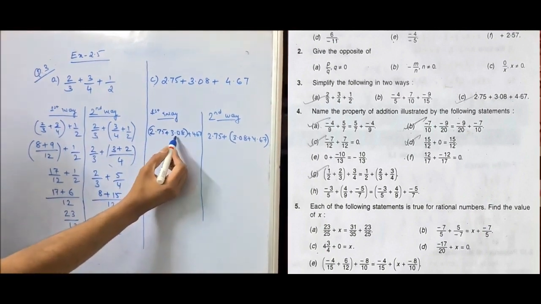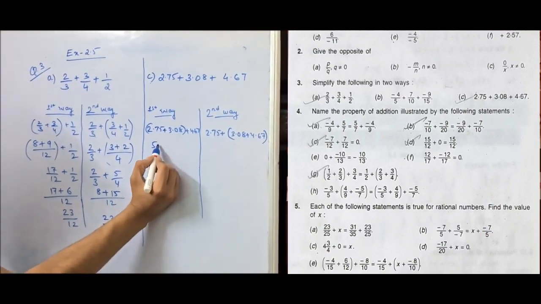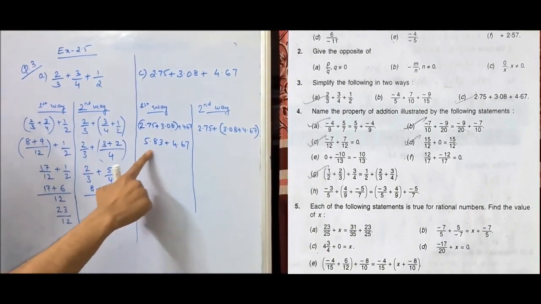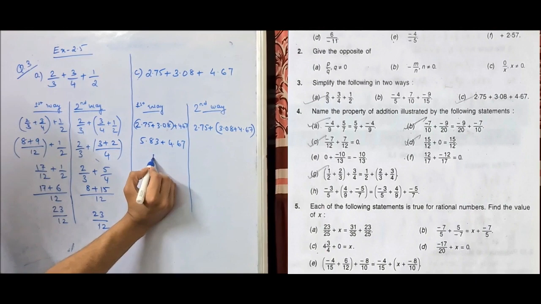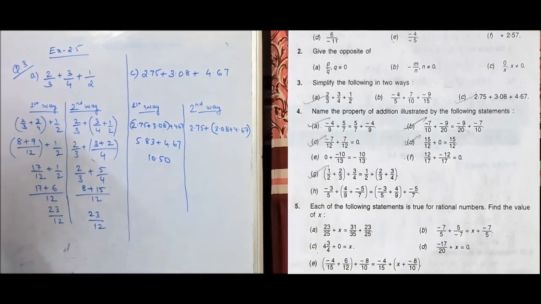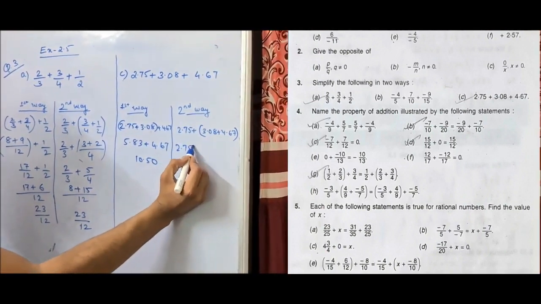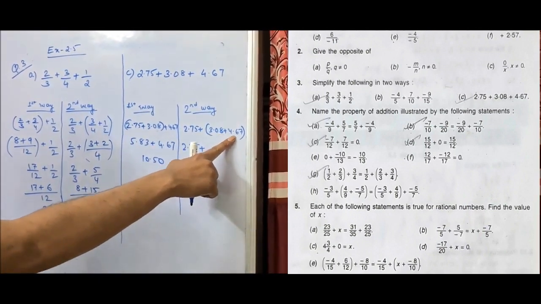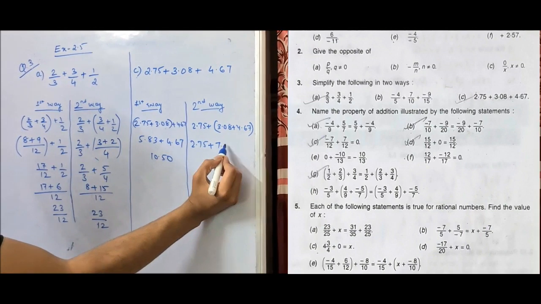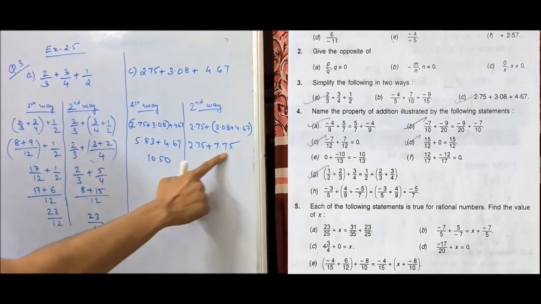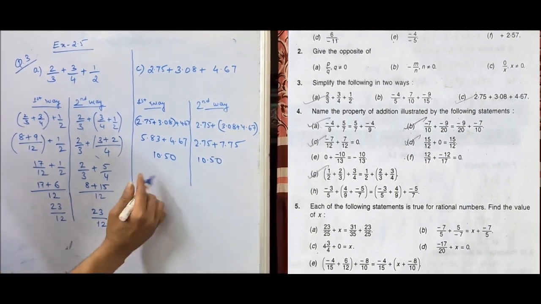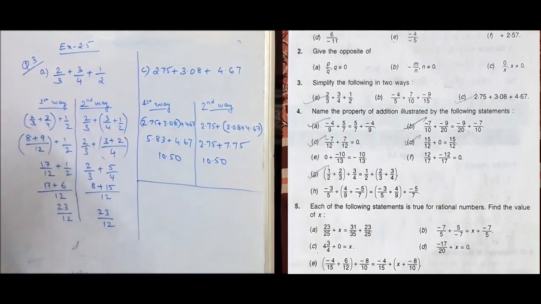Now, what is 2.75 plus 3.08? It is 5.83 plus 4.67. On the final addition, you will get the answer as 10.50. Similarly, 2.75 plus, what is the addition of these two rational numbers? The addition of 3.08 plus 4.67 is 7.75. And the final addition of both the numbers will give you 10.50. So in this way, you have simplified both the questions in how many ways?